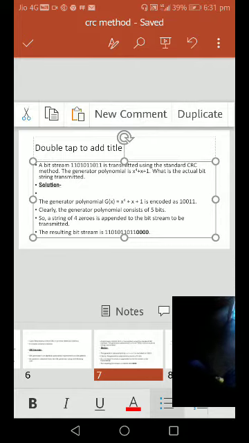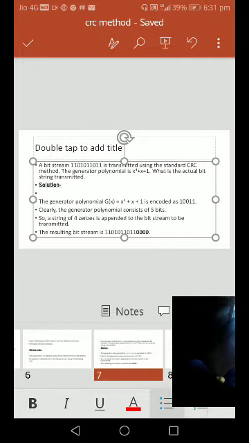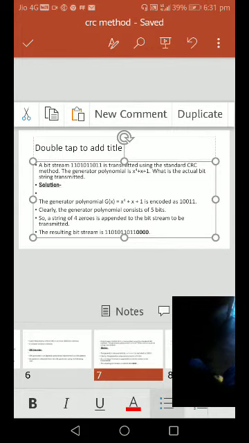The generator polynomial is taken as g(x), a function of x. The generator polynomial g(x) = x to the power of 4 plus x plus 1 is encoded as 10011. Clearly, the generator polynomial consists of 5 bits. I have considered 5 bits here.